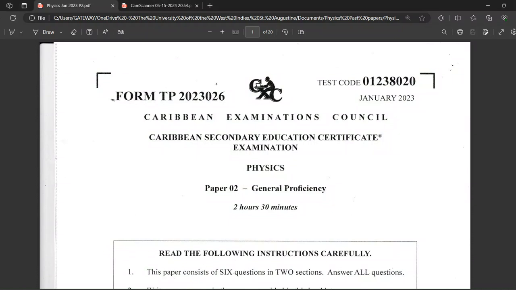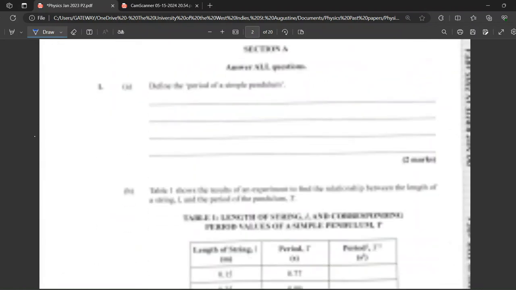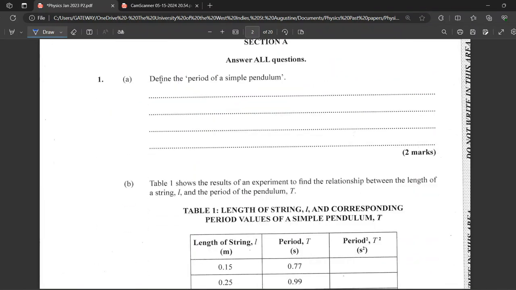So 2023 January paper 2. Question 1 reads as follows: define the period of a simple pendulum.